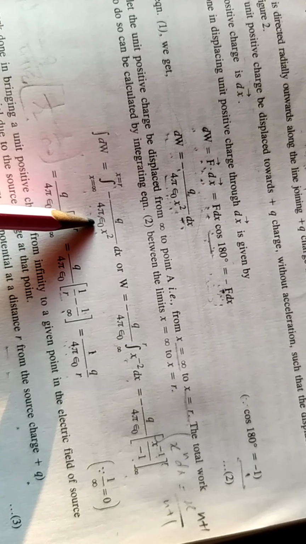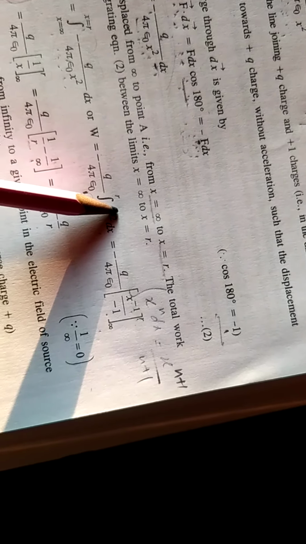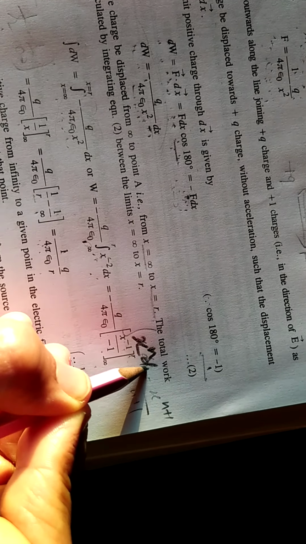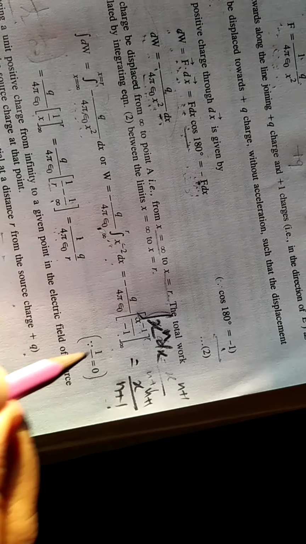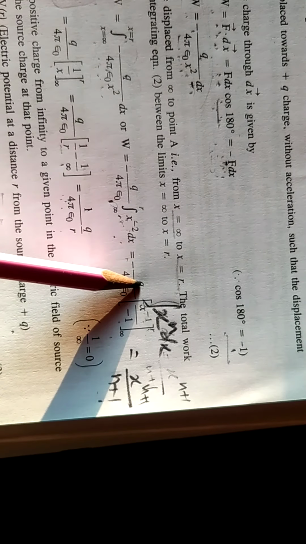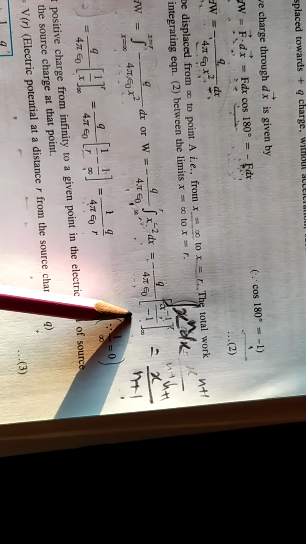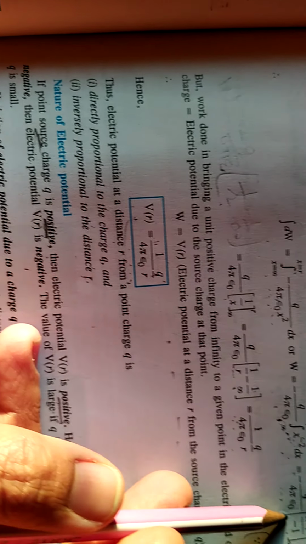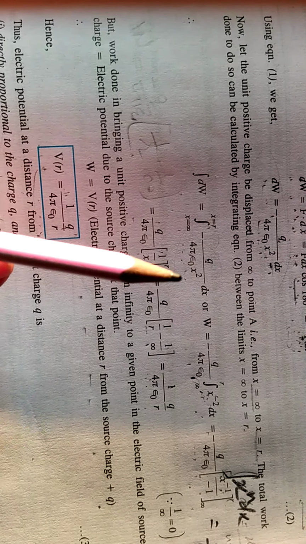Now Q upon 4 pi epsilon naught are constant quantities, they will come out of the integration sign and we are left with x raised to power minus 2. Now the formula for the integration of x raised to power n dx is x raised to n plus 1 divided by n plus 1. So we'll get x raised to power minus 1 divided by minus 1. Minus Q upon 4 pi epsilon naught is constant, and if we take the minus 1 outside, we'll get Q upon 4 pi epsilon naught times 1 upon x, from infinity to r.